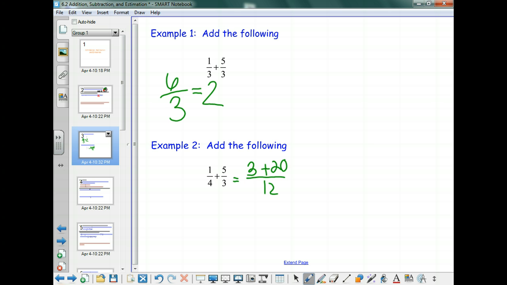And then we're going to simplify. 3 plus 20 is 23 over 12. And 23 and 12 don't have any factors in common, correct? So it's perfectly fine to leave it just like that. There's no reason to change it into mixed number form. Now, if we had something like 22 over 12, we would reduce it, but we still wouldn't change it into mixed number form. Make sense? Excellent.